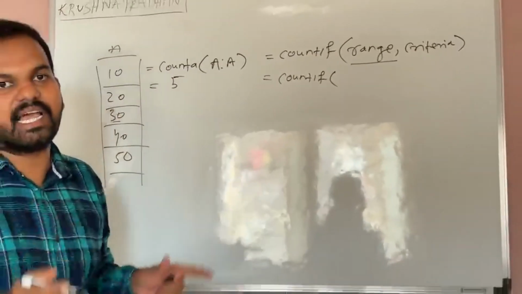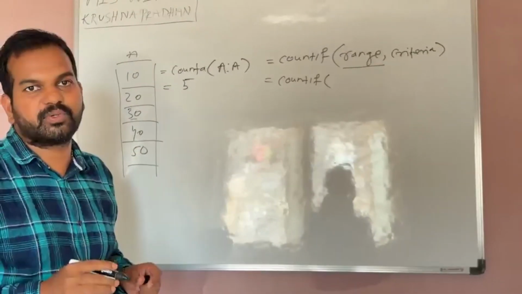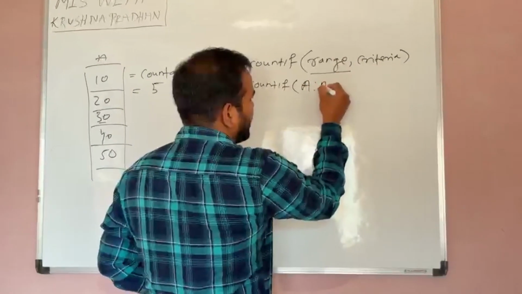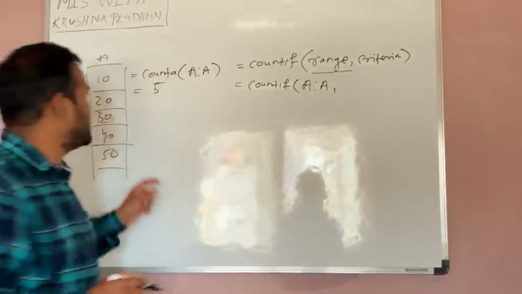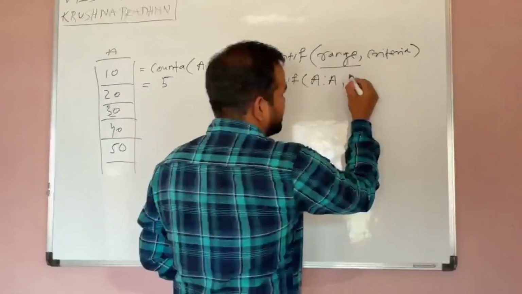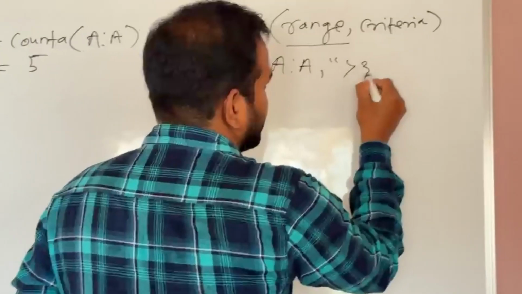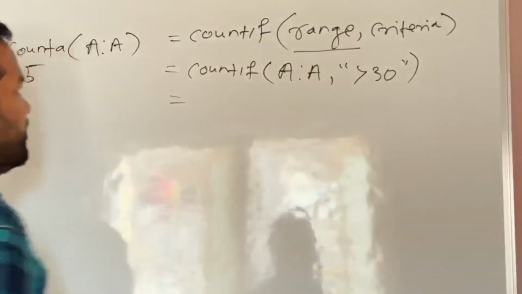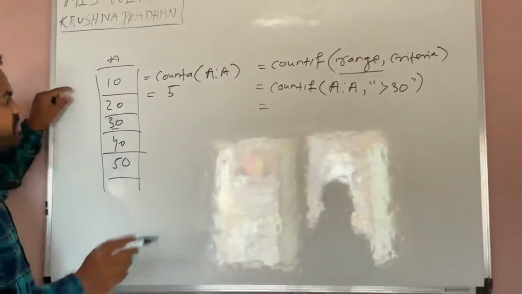Always take the entire range. It is very easy for us to refer to in the future. So I can take A colon A, comma. What will be my criteria? Where the number is greater than 30. So I can write, in quotes, greater than 30, quotes.